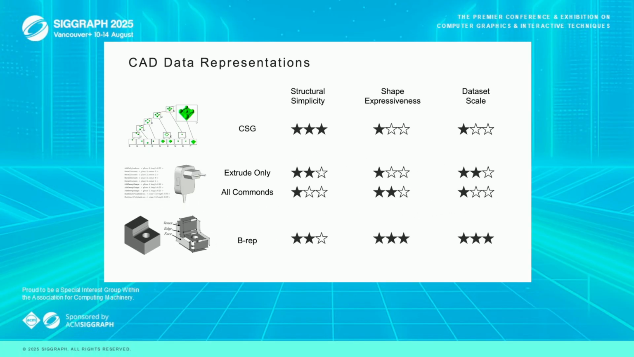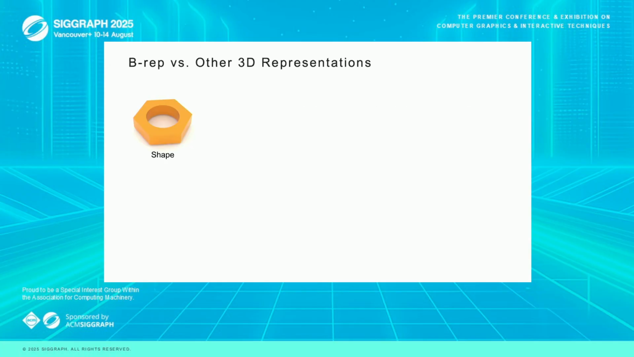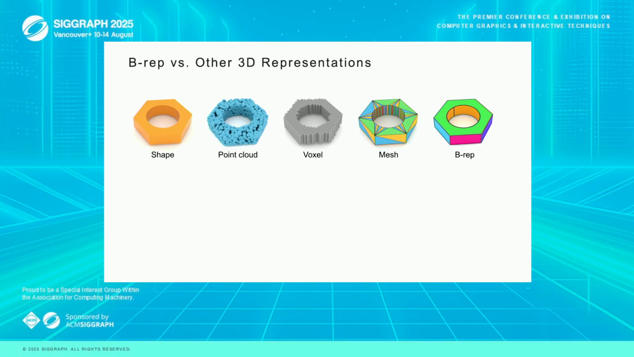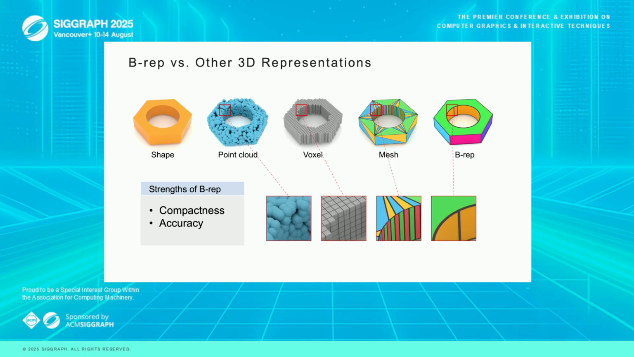When comparing these three representations, BREP stands out with superior expressiveness and the largest available dataset. If we compare BREP with common 3D representations like point cloud, voxel, and mesh, BREP offers distinct advantages. First, it is the most compact representation, with only 9 faces in this example. And BREP also provides exact geometric representation based on parametric definitions, while other formats are limited by their discrete resolution.